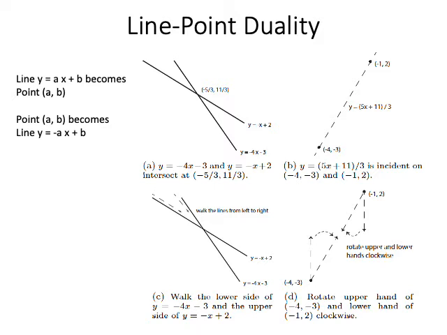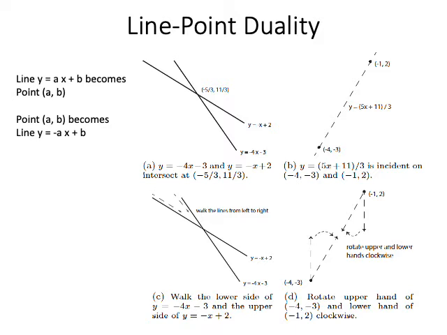In part C of the figure, we perform topological sweep of the arrangement. We walk the underside of the top line as if we are in the upper horizon tree. We walk the upper side of the lower line as in the lower horizon tree. And the upper side and the lower side meet.